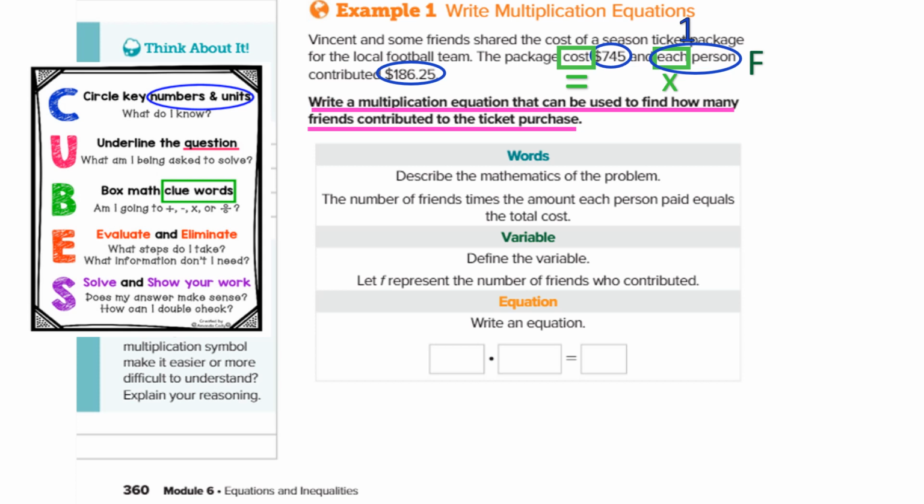So if I had F number of friends who were contributing to the pot of $186.25 to get to the total pot cost of $745, then hopefully I know to put my number first, 186.25 times the F, right? Because that's what that floating dot means in your book. And that's going to equal the total of $745.